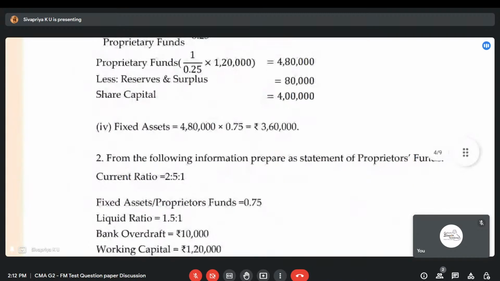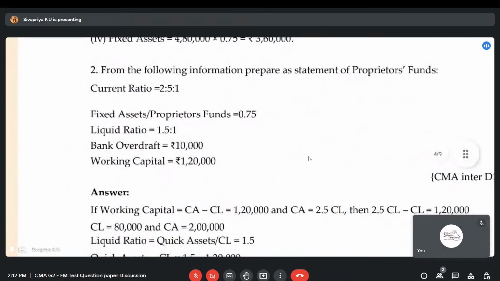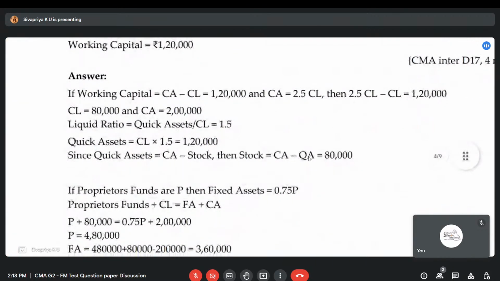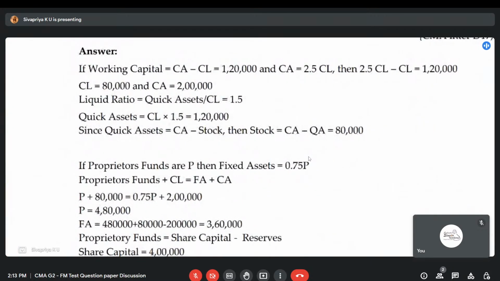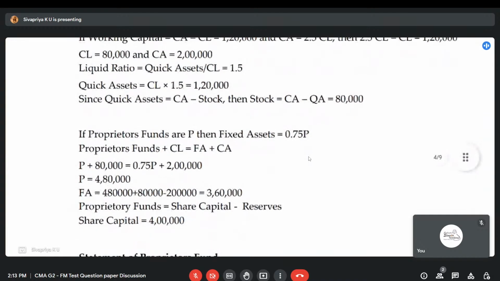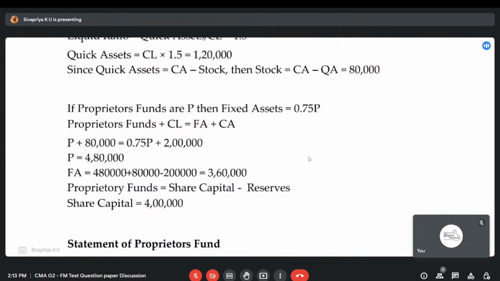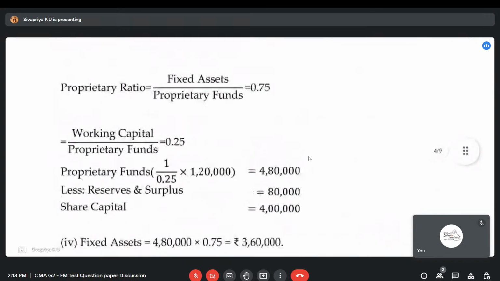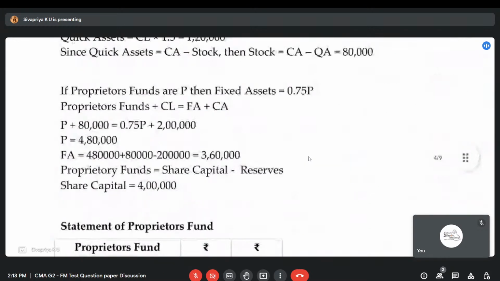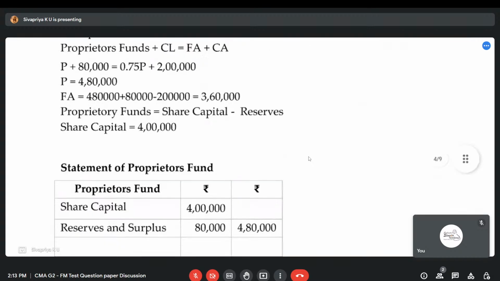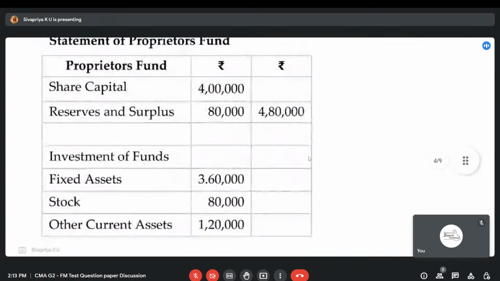Then question number 2, you have to prepare the statement of proprietors funds. So சில ratios நம்ம கொடுத்திருக்காங்க, அதை வச்சு work பண்ணோம் அப்படின்னா you will get a stock 80,000 and proprietors fund. அந்த formula வச்சு fixed assets divided by proprietors fund, இங்க போட்ட அதே formula. So by solving you will get the share capital of 4 lakhs and fixed assets 3,60,000. So this is the statement of proprietors fund.